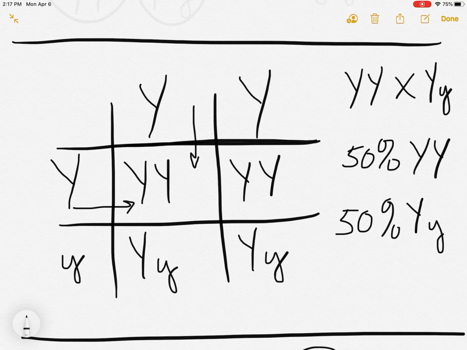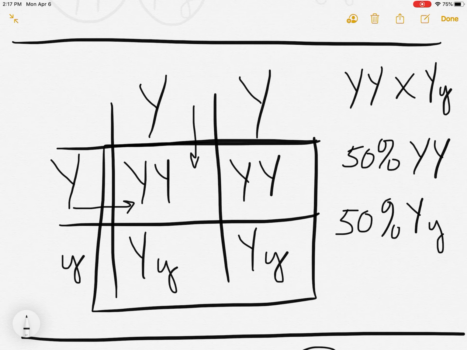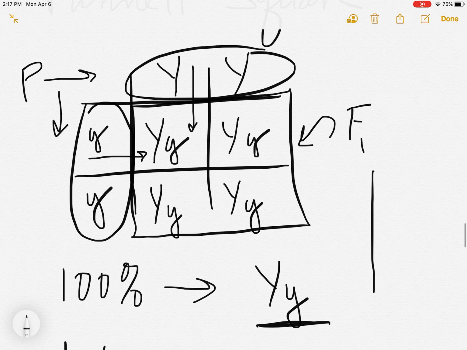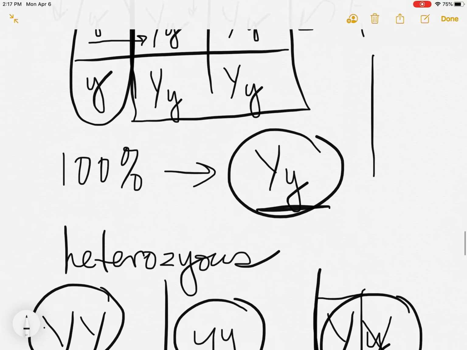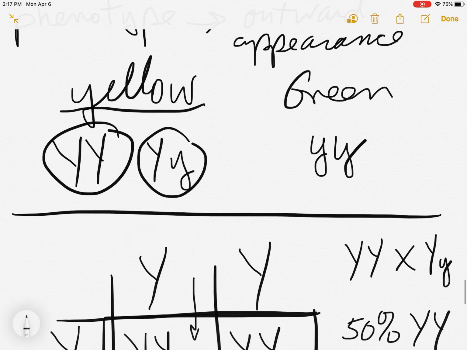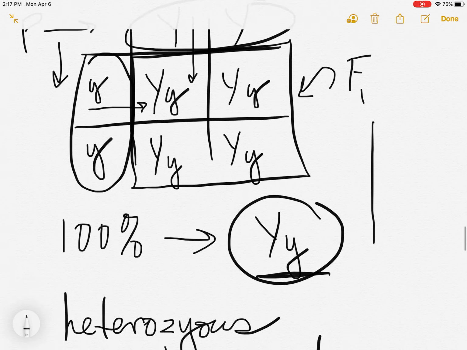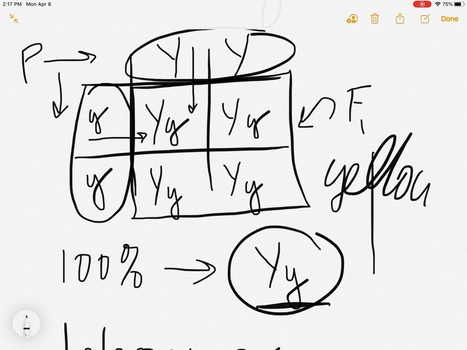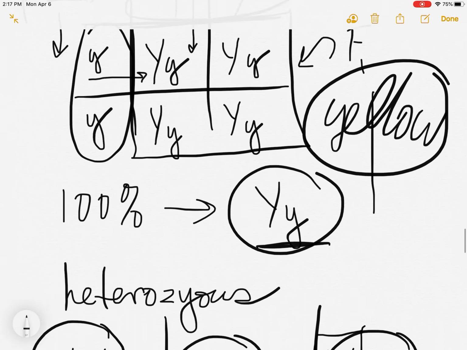So that's different. These genotypes here are different from these genotypes way back here in the first cross. This one was 100% heterozygous. This one is 50-50. But notice something. I'll go back here. What color are these all? What's the phenotype? Because they carry a yellow dominant gene, all of these are yellow, all of them.